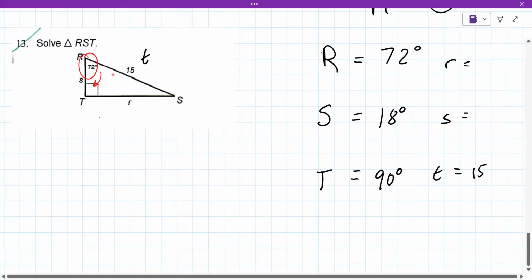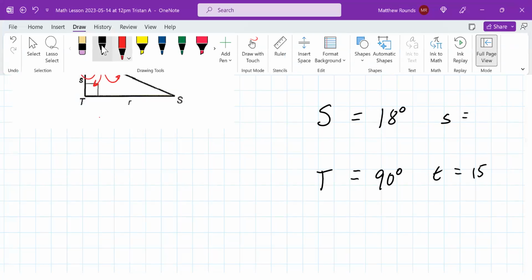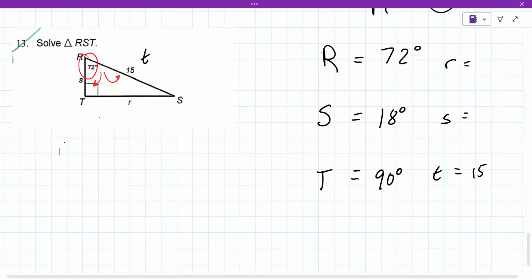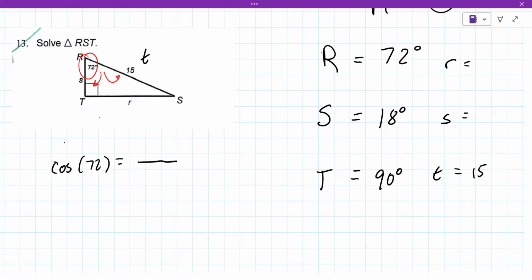So what is S relative to angle R? Like, is it the adjacent, the opposite, or is it something else? Adjacent. Is the adjacent, and you have the hypotenuse. So which trig function would you use in that case? Cosine. Yes. So cosine of 72 equals the adjacent, which is S over 15.